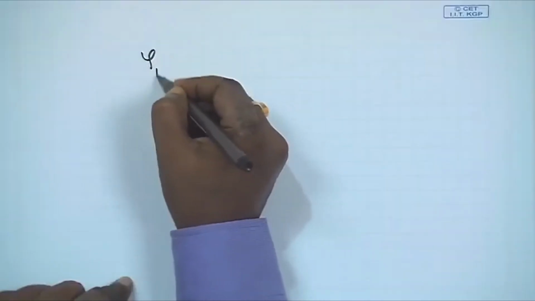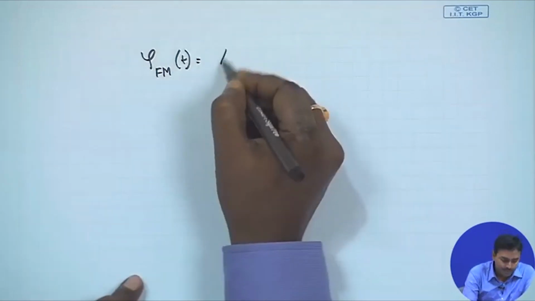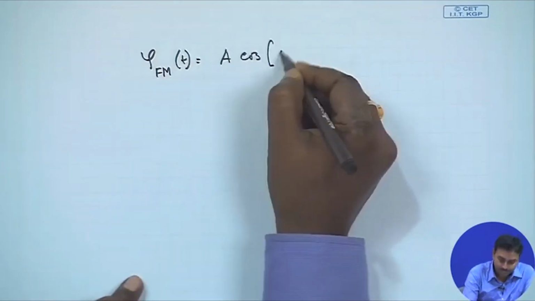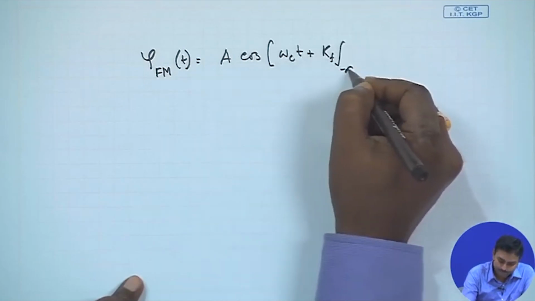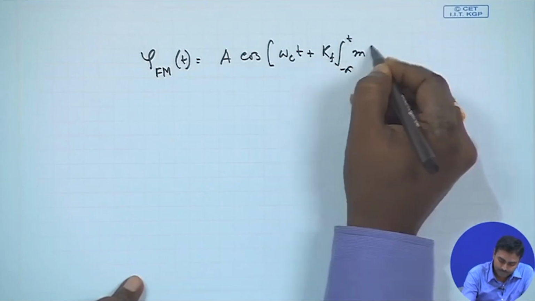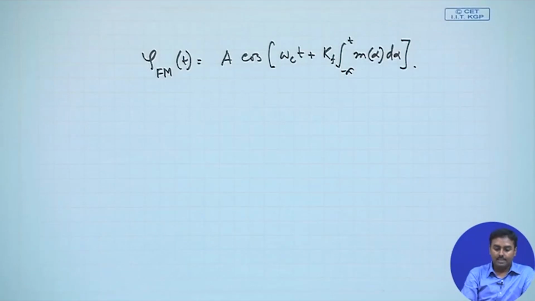So, let us now discuss FM demodulation. Again, the mathematics tells us what the FM demodulation should be. Suppose I have phi FM t, and what is it? It is cos of omega c t plus kf integral of m, right. This is my phi FM t. I want to demodulate it.